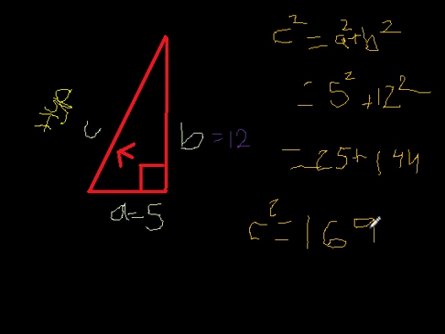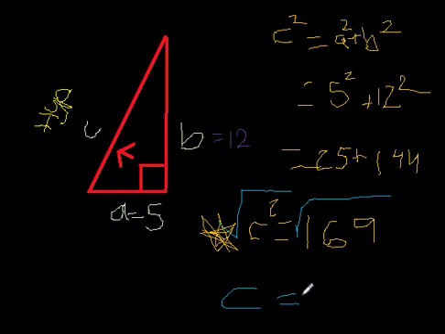So our key part here, let me just flag this here, key part, we take the square root of both sides. So this equals C, and the square root of 169 is 13. Oops, I forgot my units again. Remember, don't forget your units.